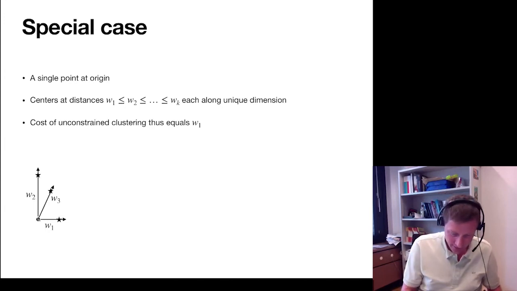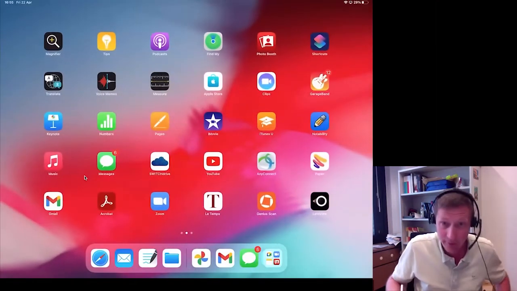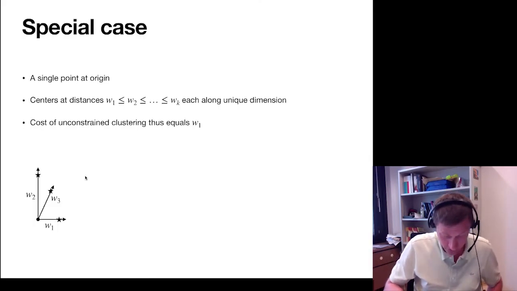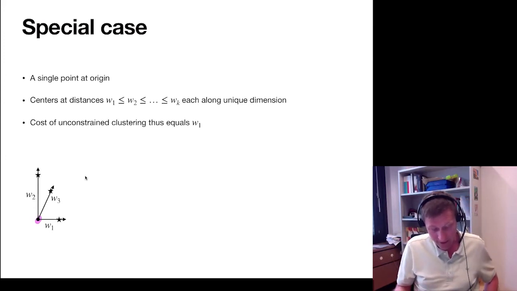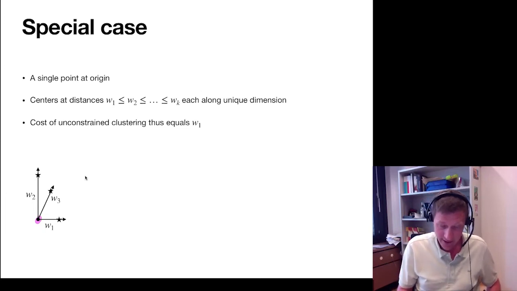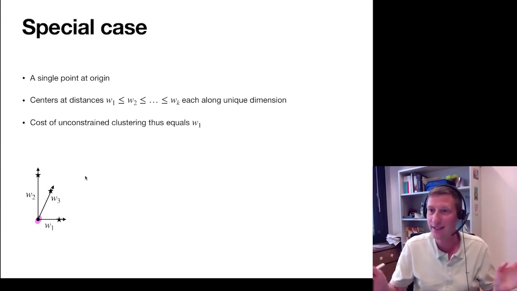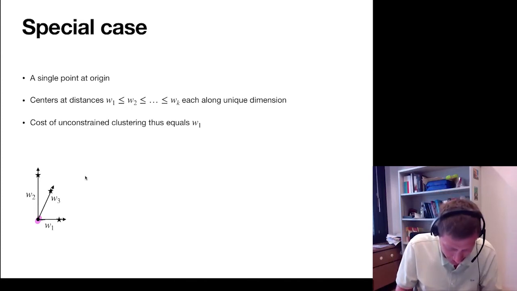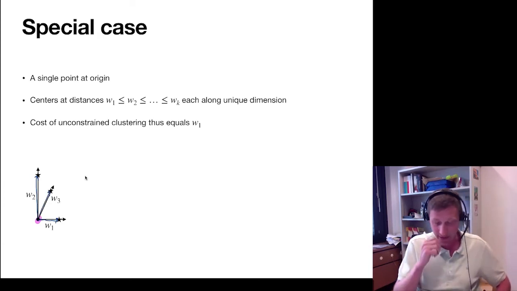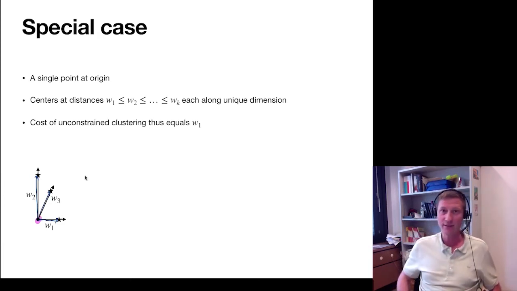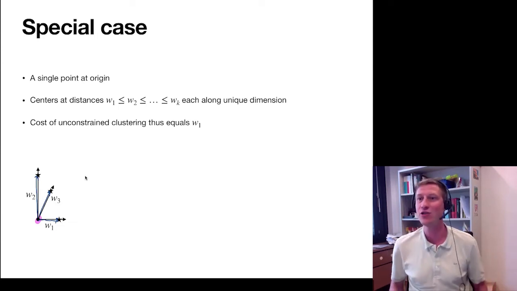So I have my point at the origin, and now all my centers are along unique dimensions. So that's the simplifying assumption. Otherwise it would be general, but I assume that I have one center in the x dimension at distance w1, one center in the y dimension at distance w2, and one center in the z dimension at distance w3. So I assume that all my centers lie in unique dimensions.